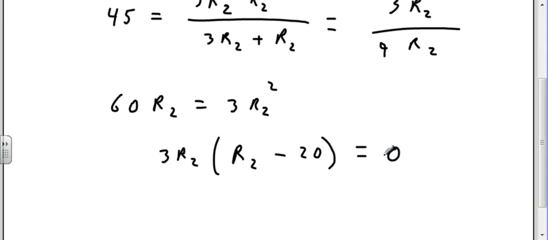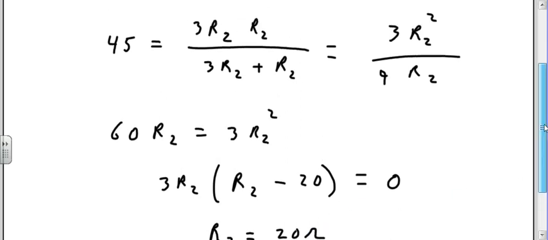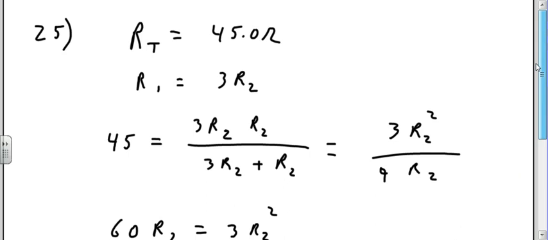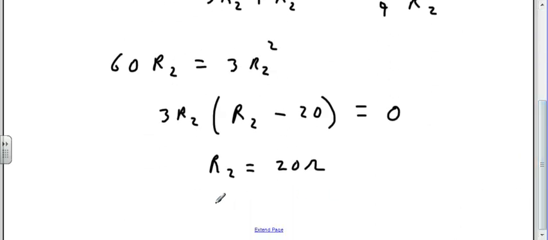So did I skip enough steps? I put that on the other side of the equation. I factored out the 3. I factored out the R whatever. And in so doing, I get R2 is equal to 20. Okay, well, if R2 is equal to 20, then R1 has to be 60.